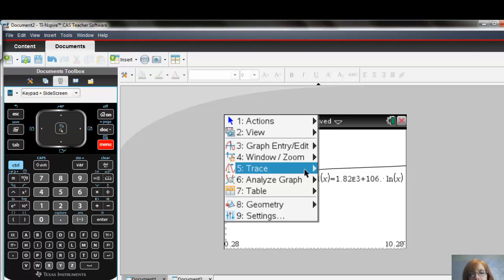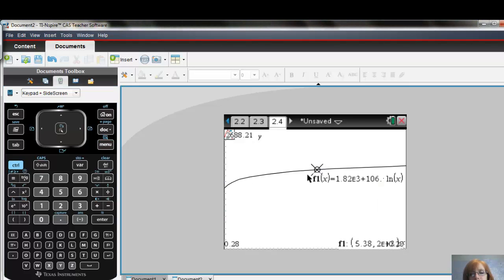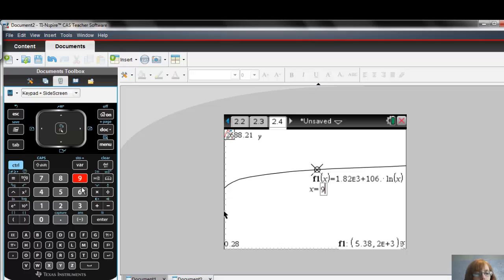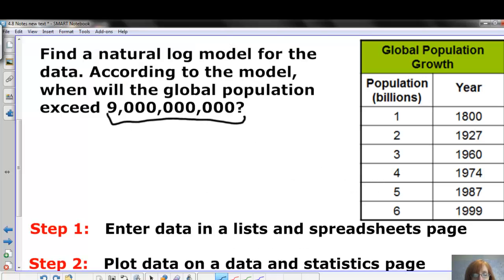Graph trace, and let's just type in 9. When is it going to be 9 billion people? Well, it looks like 2.06 e plus 3, which means our answer is the year 2060. So our answer here will be in the year 2060. We will have over 9 billion people on the planet.